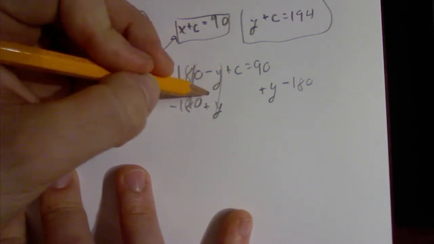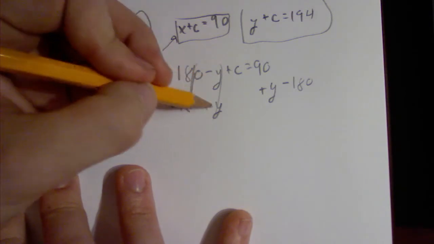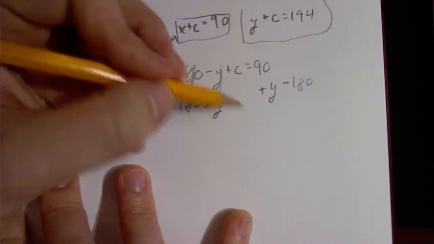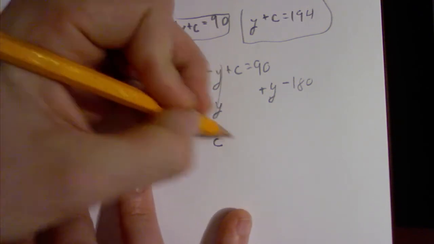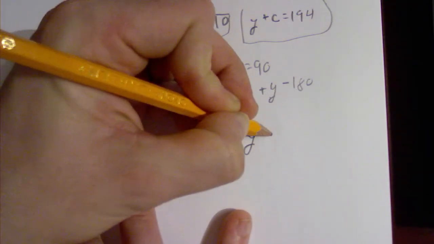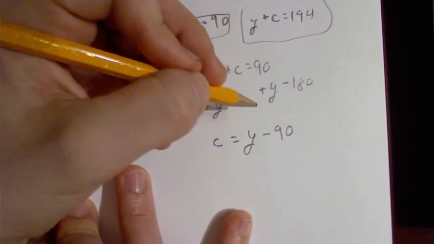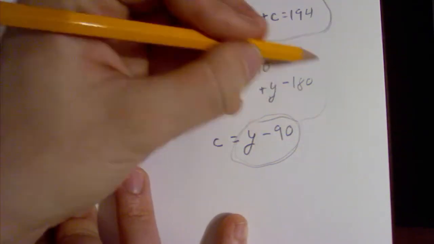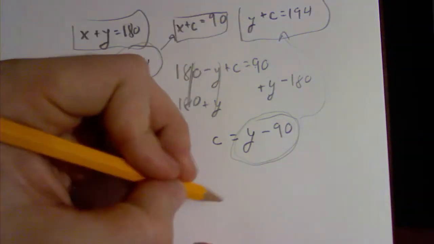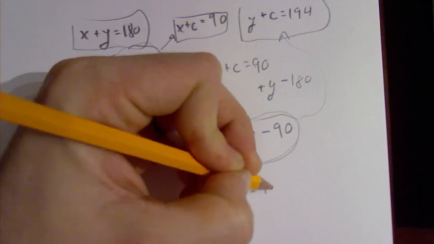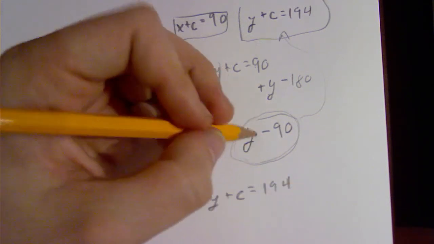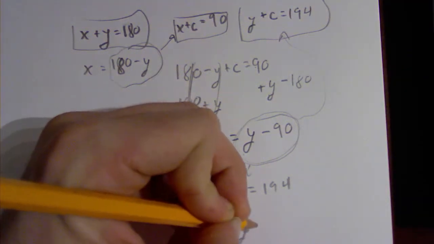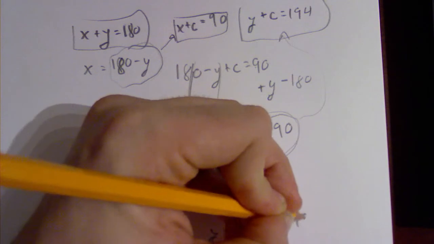The point is, as long as you do the algebra fairly, as long as I do the same thing to both sides, I can do whatever I want in whatever order, and I should come up to the right answer. So I get c is equal to y minus 90, because 90 minus 180 is negative 90. Now that I have what c is equal to, I can replace it in there. So y plus c equals 194. And now, because c is actually just y minus 90, I can say y plus y minus 90 equals 194.